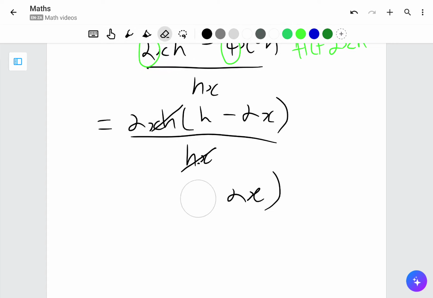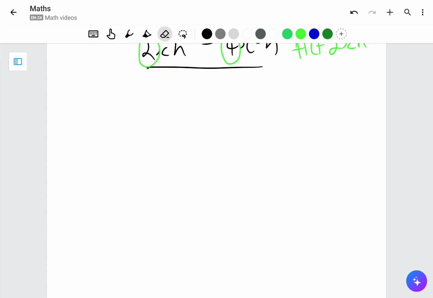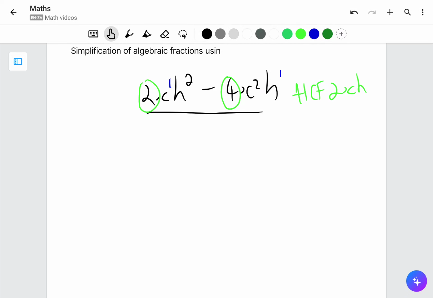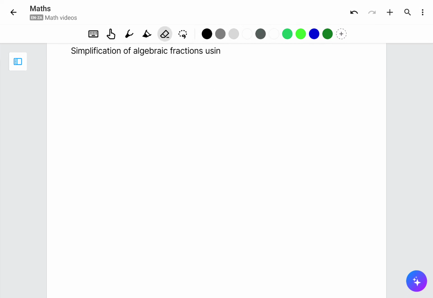That wasn't too difficult. Let's have a look at another one. I think it's getting exciting now. So let's have a look at this one. We have k squared minus 4 over k squared minus 2k. And I hope you guys see what is familiar on the numerator.